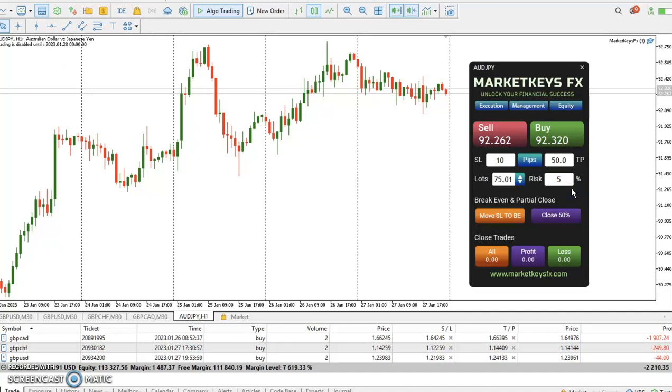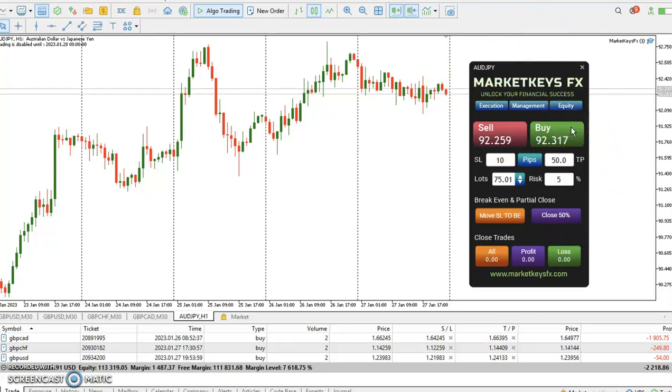All right. So yeah, this tool saves you a lot of time, so you don't need to be calculating and you don't need to go to an external website to calculate this. You can actually do this within your MT4 or MT5 terminal.